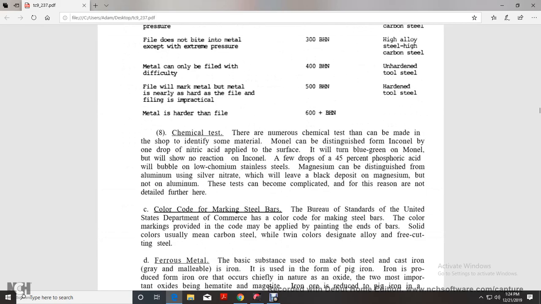Chemical test. Numerous chemical tests can be made in the shop to identify the material. Inconel can be distinguished because one drop of nitric acid applied to the surface will show a blue-green reaction on most metals, but will show no reaction with Inconel.